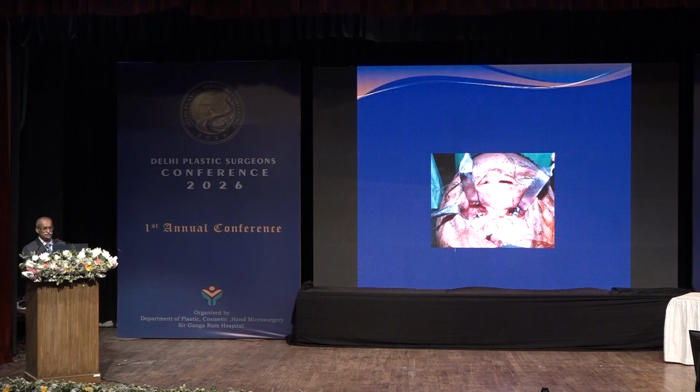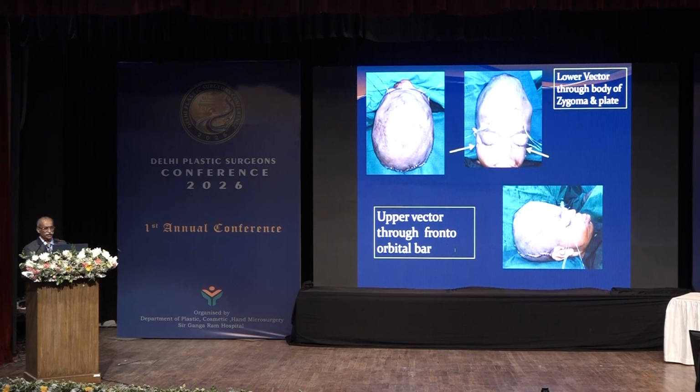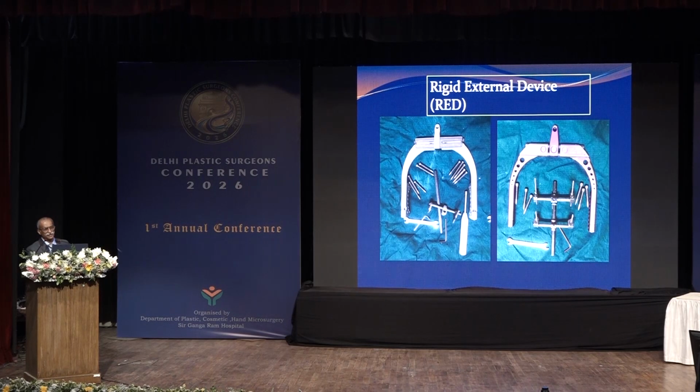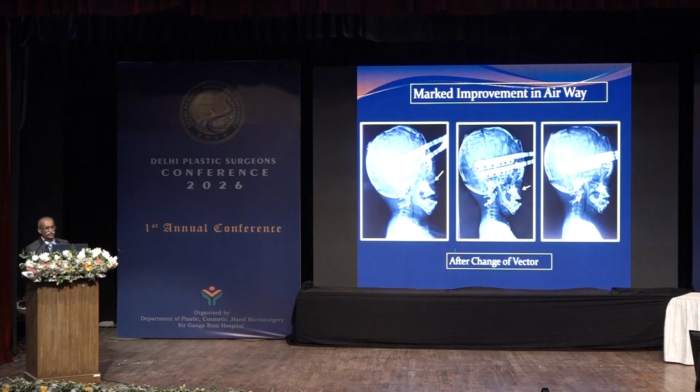You take an intraoral incision, place 2 plates, and pass a wire through the bone as well as through the plate for the additional anchoring. At the same time you do a posterior decompression and then you suture it back. So you have these 2 vectors, the lower vector through the zygoma and the upper vector through the frontoorbital bar, and this is the external device you can place. And these are the activation screws and the plate. Then you can start distracting on the 5th postoperative day.